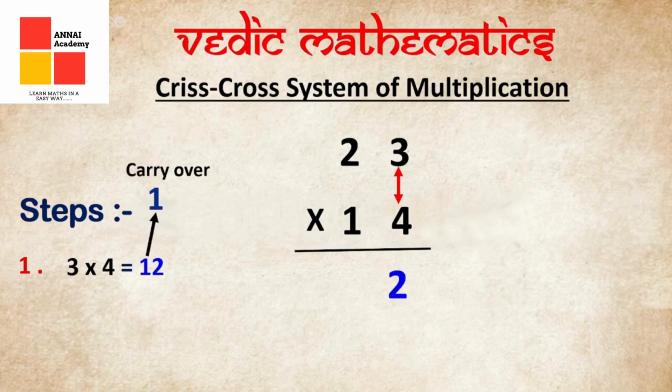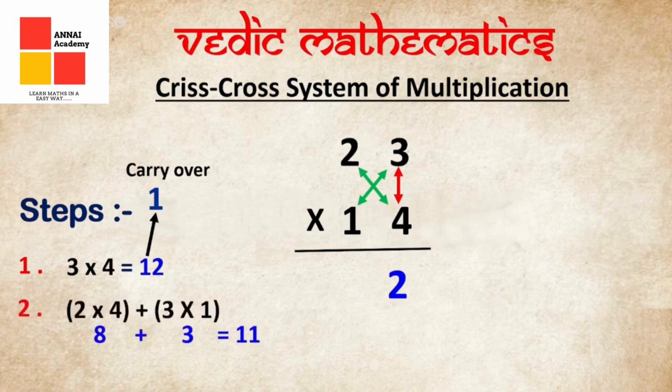Now we will cross multiply. In cross multiplication, we will do 2 into 4 and 3 into 1. 2 into 4 is 8 and 3 into 1 is 3. 8 plus 3 is 11. But we have already carried 1 here, which we will add to 11. 11 plus 1 is 12. We will write 2 of 12 in our answer and carry 1.